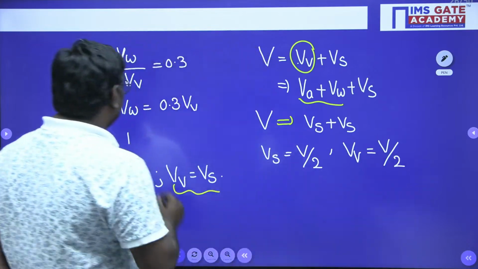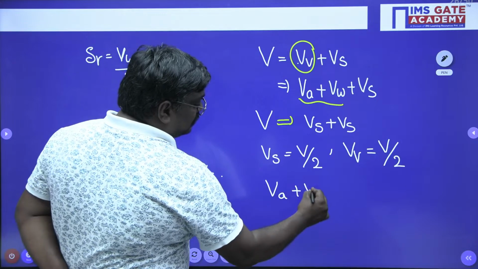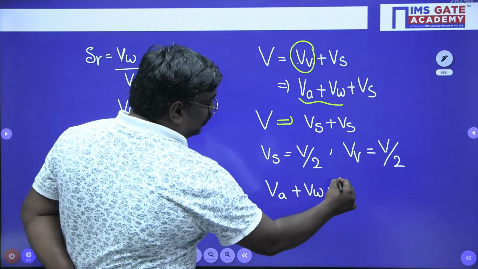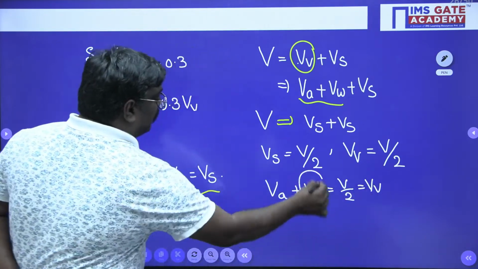Now see students, volume of voids means what? Volume of air plus volume of water is equal to volume of voids. That is equal to V by 2. Here volume of water is how much?